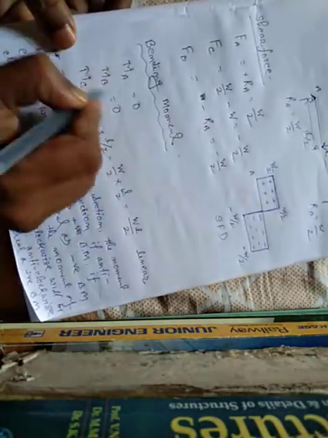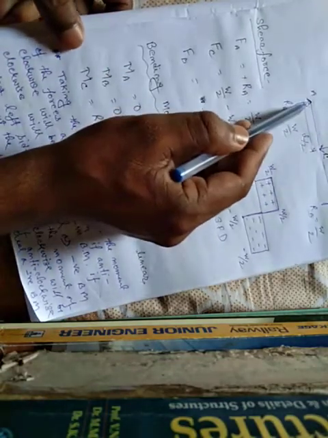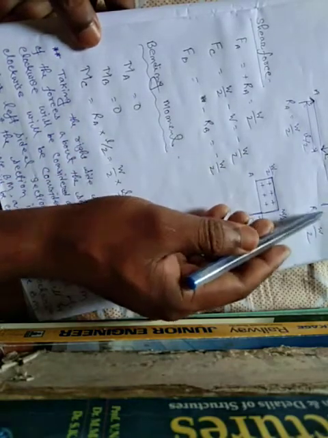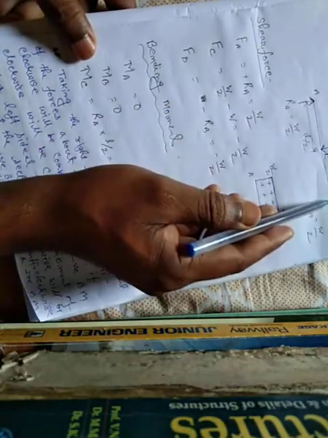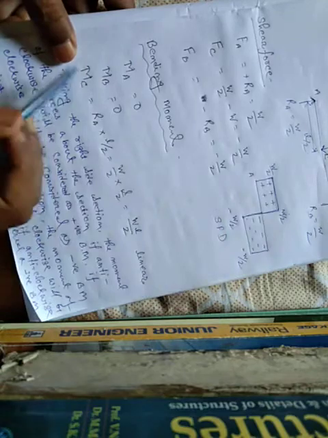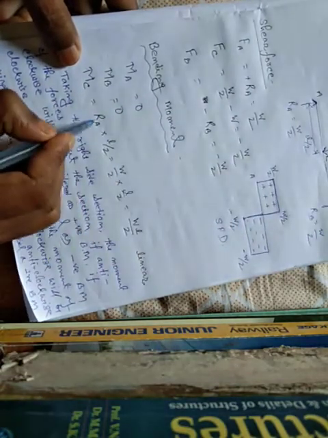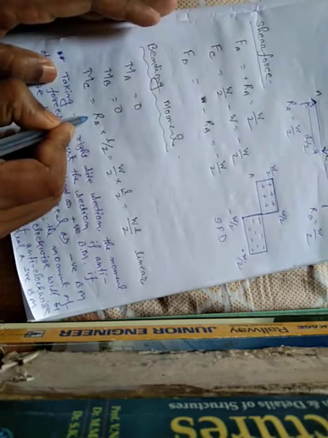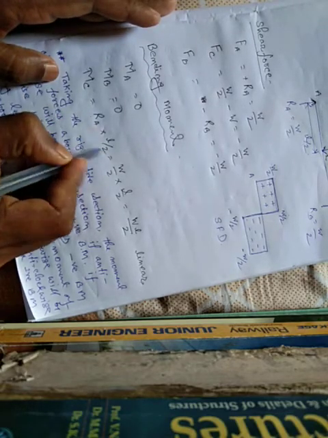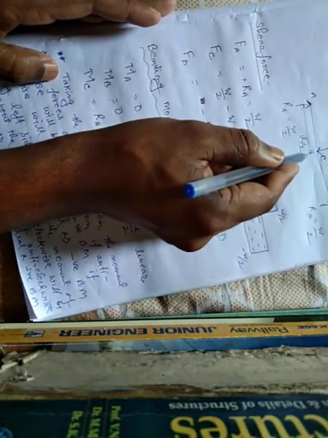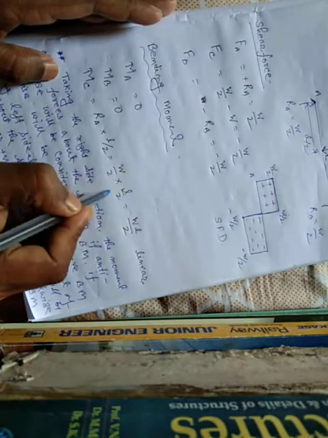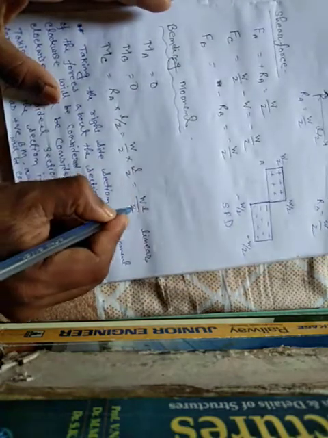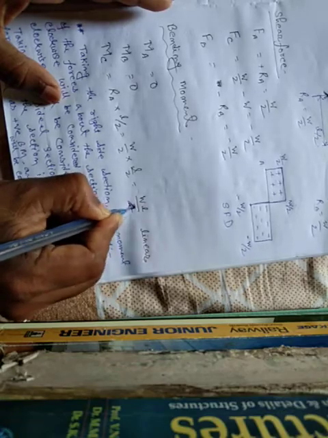We also find that the moment about point A is 0, and the moment about point B is 0. At both supports, bending moment is 0. At point C, considering the left side section, Ra into L by 2, reaction force into perpendicular distance L by 2, that means W L by 4. The bending moment at point C is W L by 4.